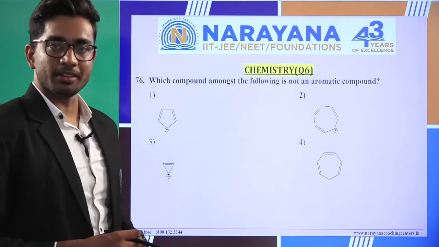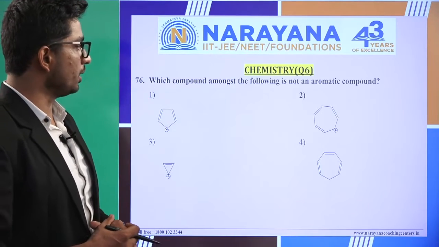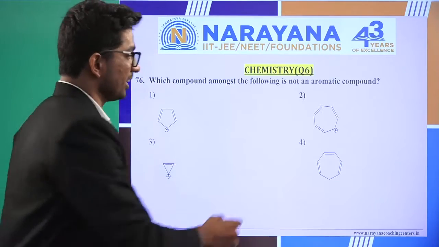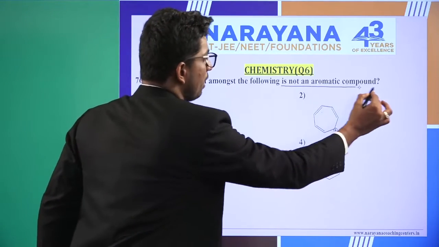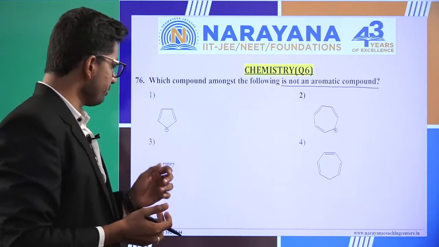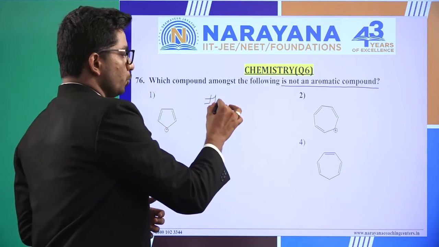So let's continue our discussion. Let's come to question number 76. Which compound among the following is not an aromatic compound? So here we have to figure out that it is asking about the compound which is not aromatic. Okay, so here if you see, aromaticity is decided by Huckel rule.